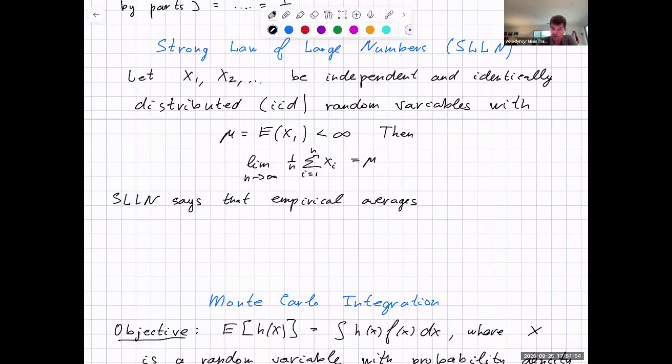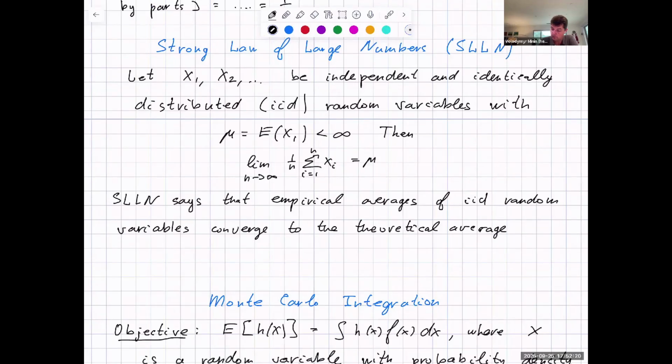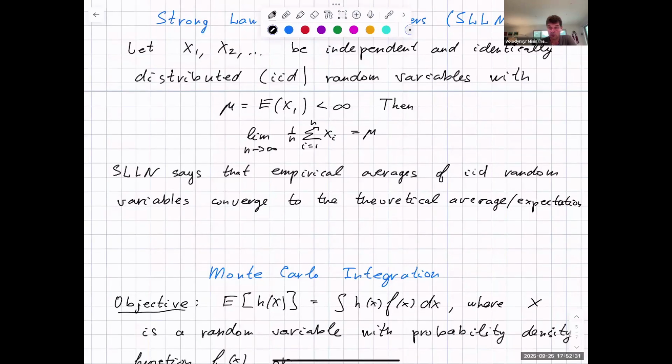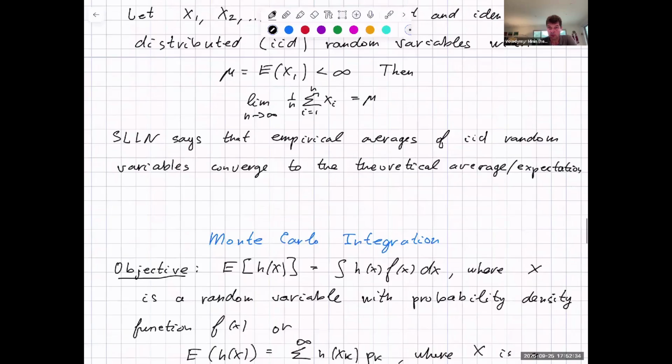Empirical averages of IID random variables converge to the theoretical average, which we call expectation. Sounds familiar? Law of large numbers. If you average, good things happen.